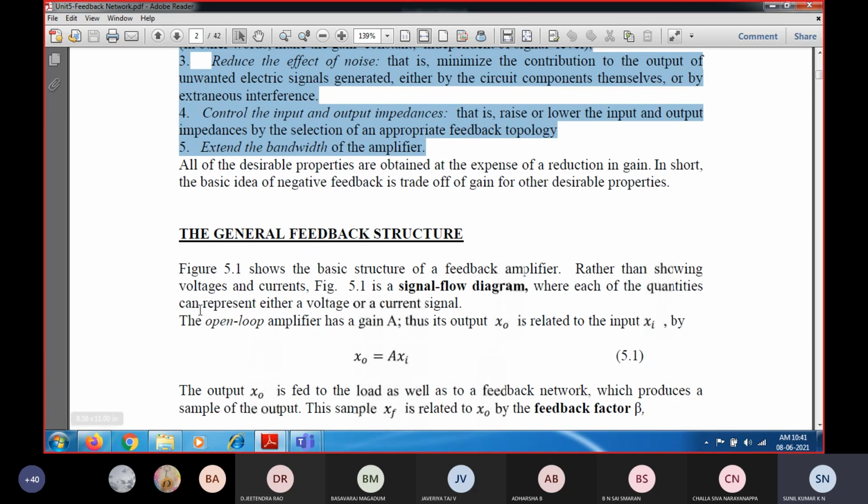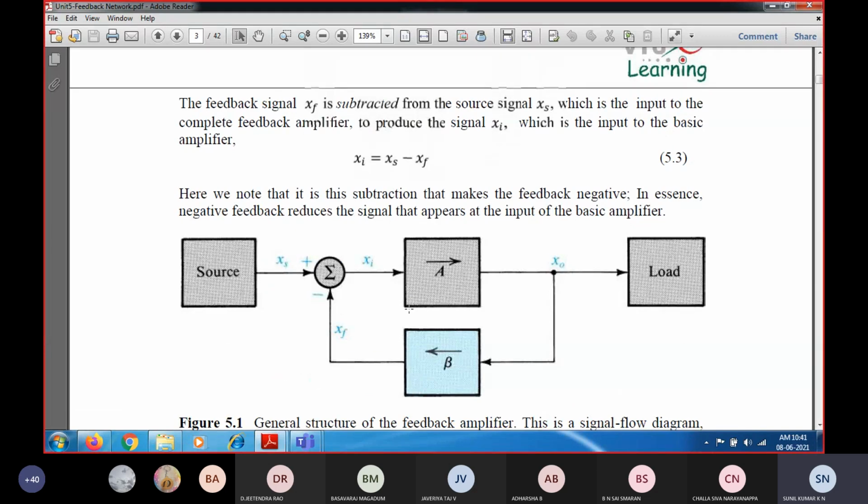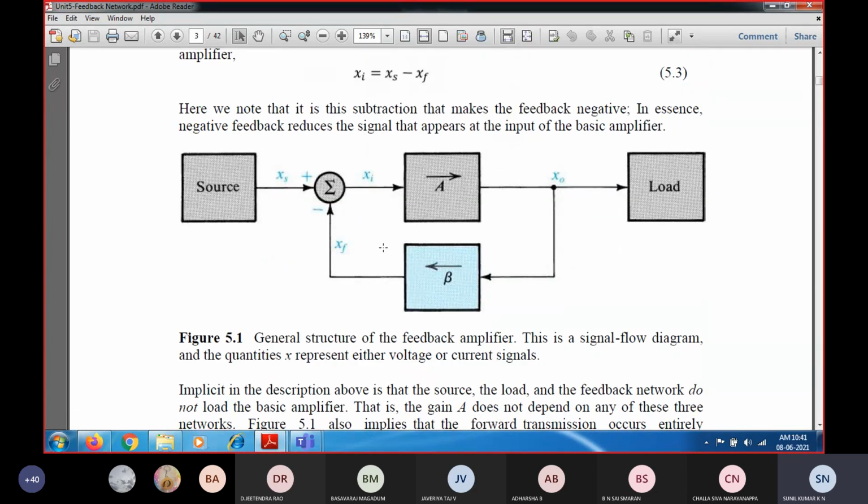So the general feedback structure, how will the feedback structure be there. Here you can see the general structure of the feedback amplifier. This will be the source. The source is going to provide the signal transmission, and the source signal is represented as XS. This is the amplifier input. If you are not having any feedback network, then the source will be given directly to the input of the amplifier, and this amplifier is going to provide the output.